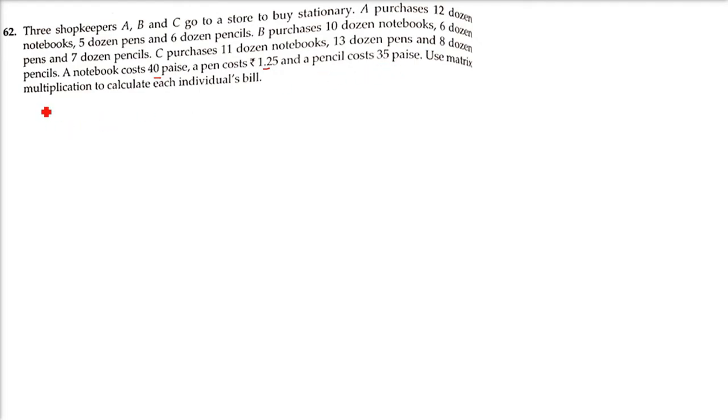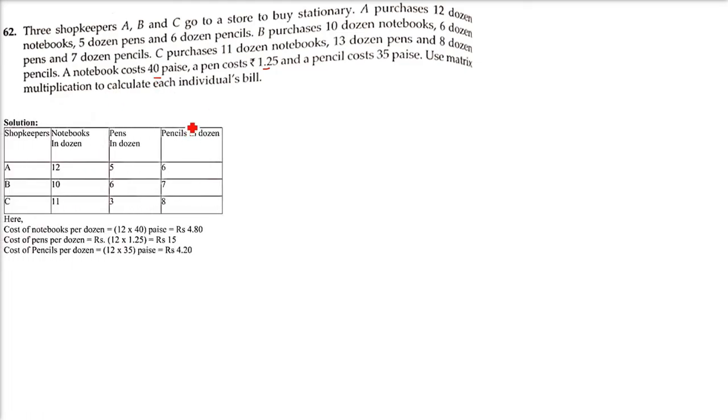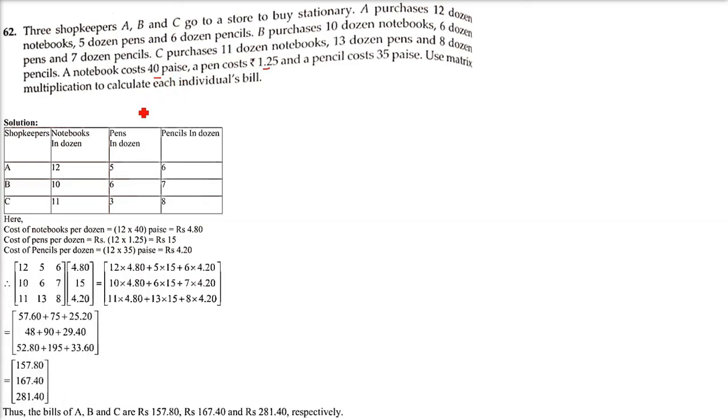Use matrix multiplication to calculate each individual's bill. First we have to formulate the matrix, and then we have to see whether we can multiply the matrices. Thus, we have to make the two matrices such that they are multipliable. Okay? So, let's just make it.